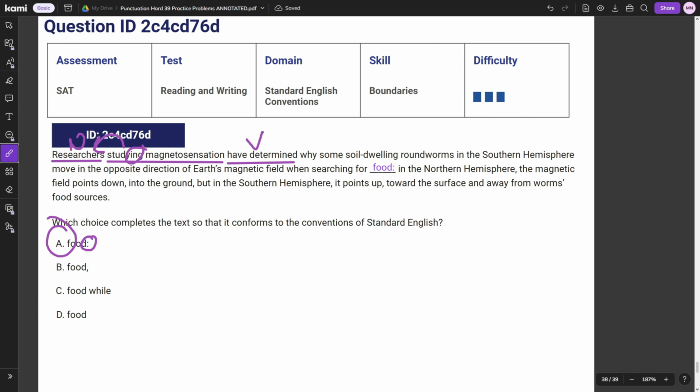Also, another thing I want to point out is that if you look after the colon, the magnetic field, that's going to be a noun. And then points down, that's going to be a verb. So we actually have two complete sentences here. And if we look back at our answer choices, none of these can connect two complete sentences. The only things that can connect two complete sentences are usually going to be a period, semicolon, or comma and fanboy. But as we know, sometimes there are exceptions and you can also use a colon. So that's another reason why A would be our answer.